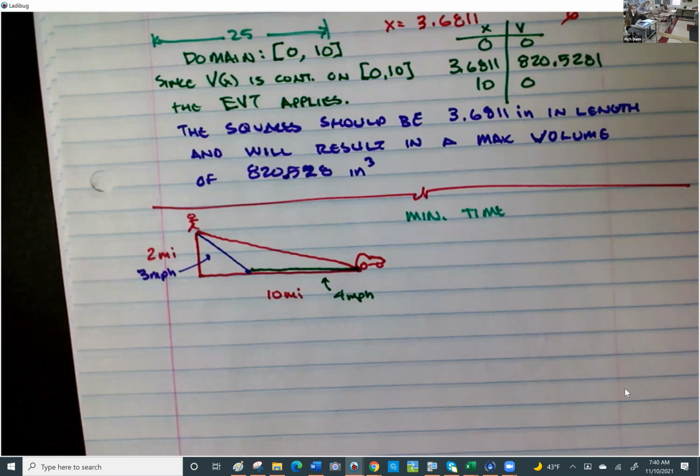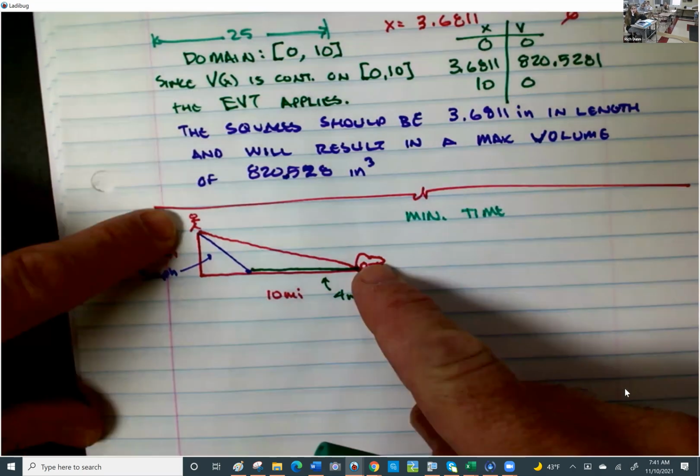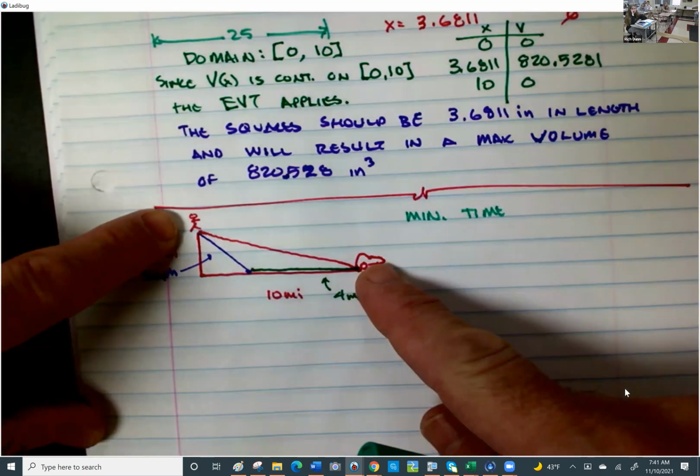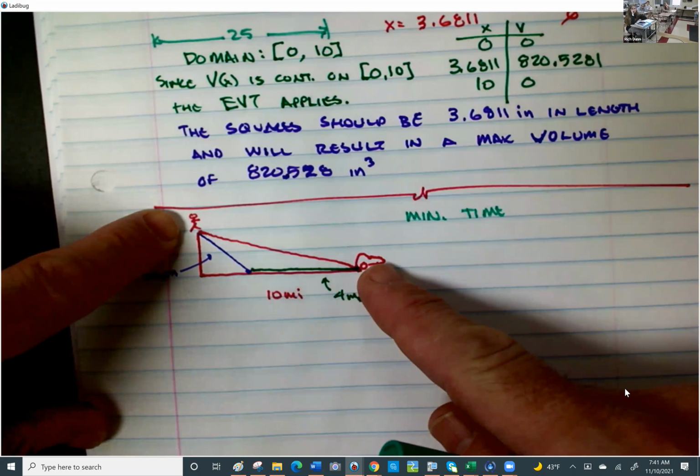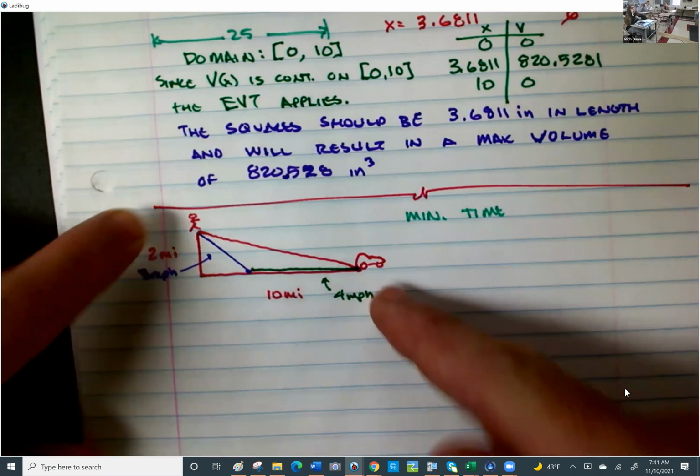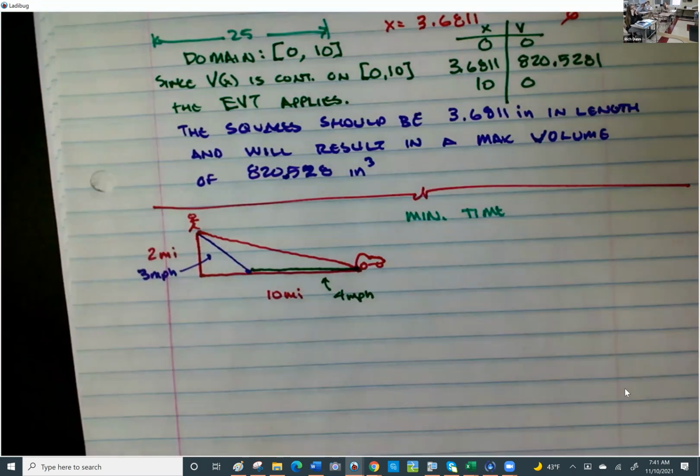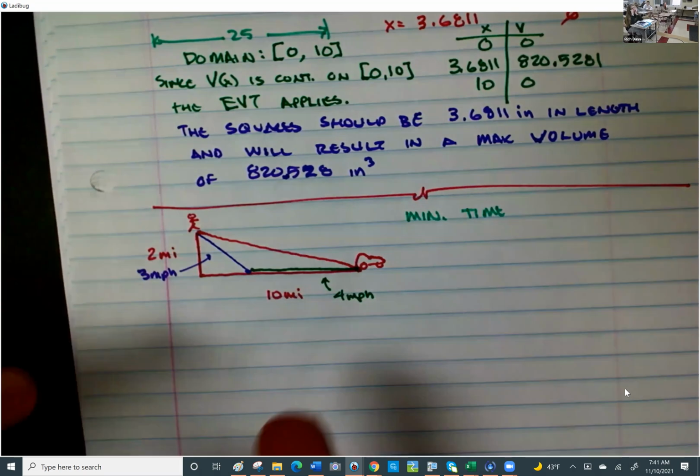Not really, because the minimum distance between the two would be a straight line, but that doesn't guarantee that that's going to be the fastest. Okay, so we do need to take this geometry and change it over into a time. So we do have this rate here that we're traveling.